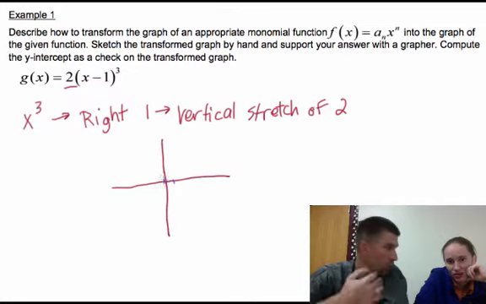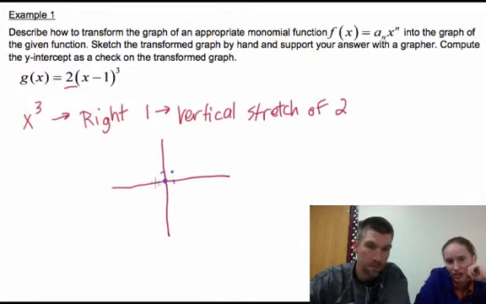Why don't we draw a normal cubic? Yeah, let's do that. At 0, we're at 0. At 1, we would be at 1. At -1, we would be at -1. And then after that, it starts going pretty crazy because at 2, we get 8.